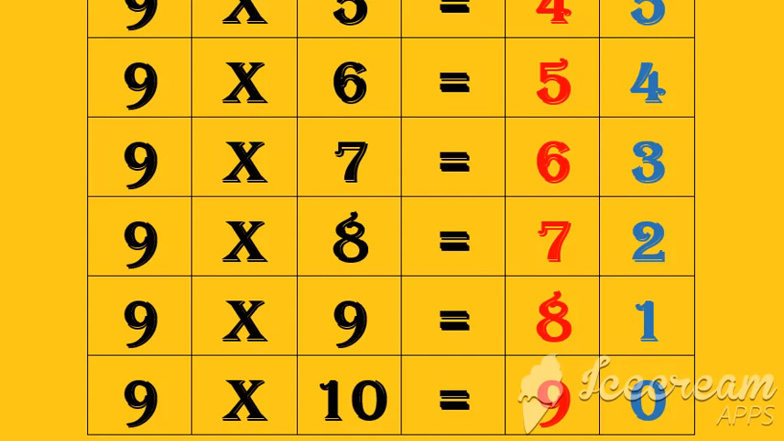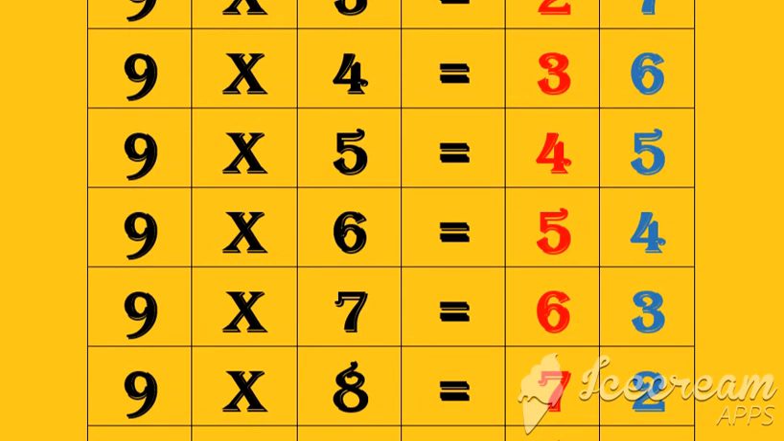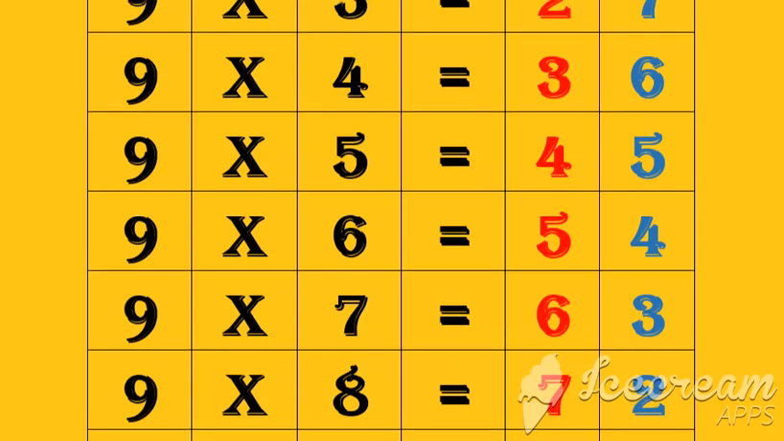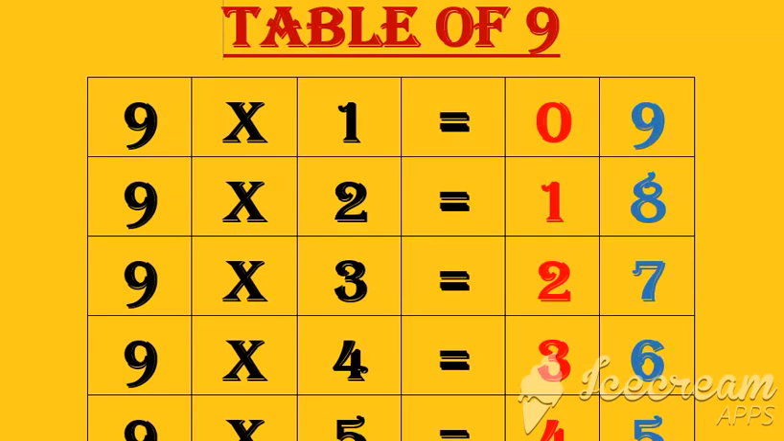And in the same way, blue color numbers are written from down to up: 0, 1, 2, 3, 4, 5, 6, 7, 8 and 9.